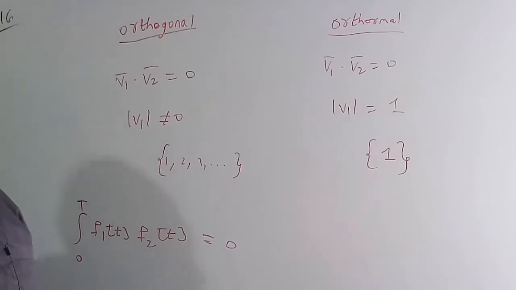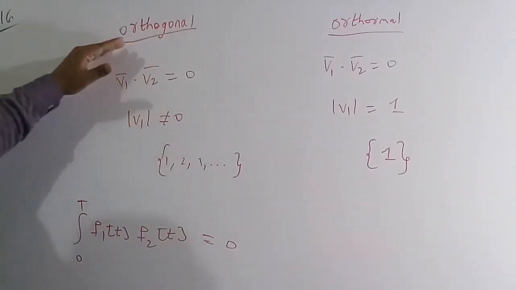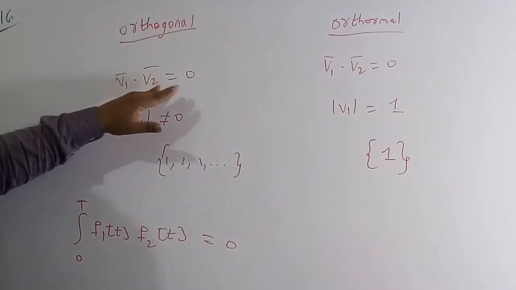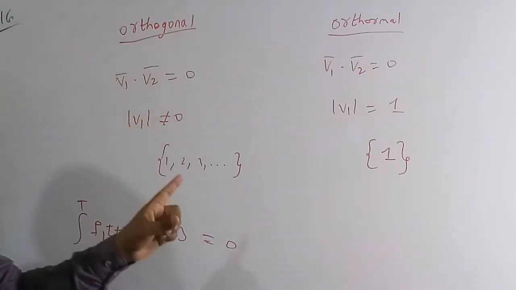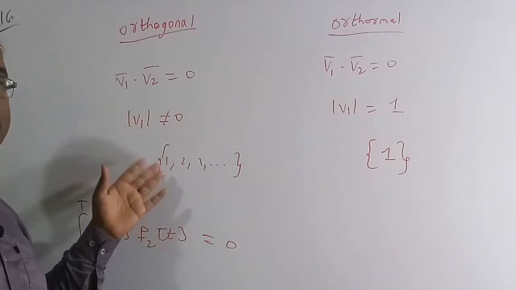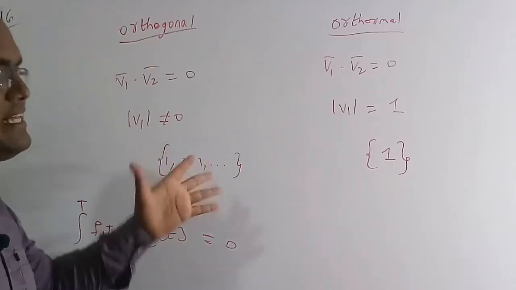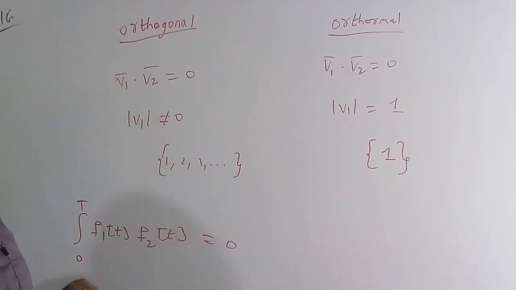So let me explain a small concept regarding the vectors here. See, for orthogonal vectors, the dot product of the two vectors is 0 and the length of each vector is non-zero, means the length of the vectors can be 1, 2, 3 or up to infinity. So except 0, the length can be anything. This is the property of the orthogonal vectors.